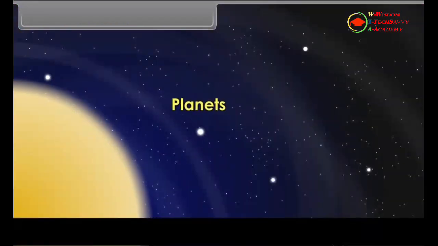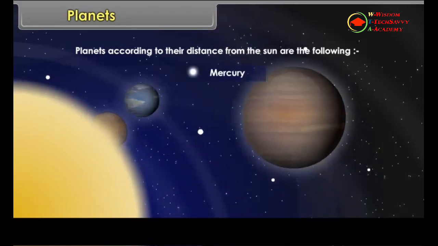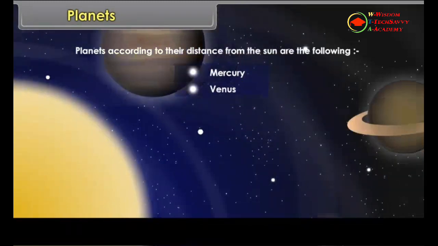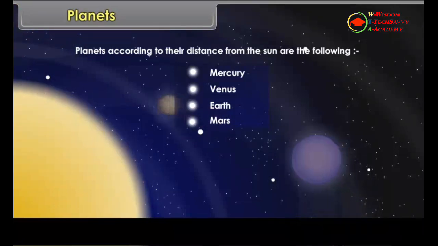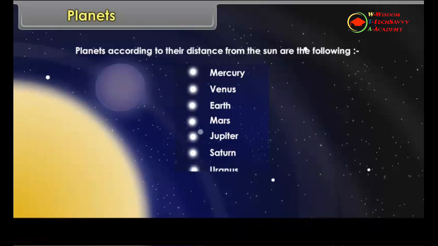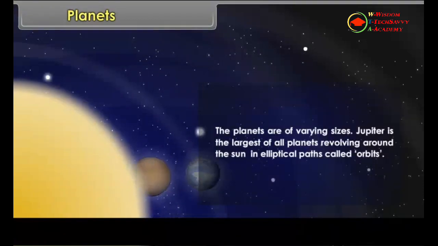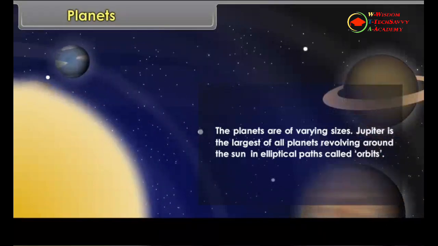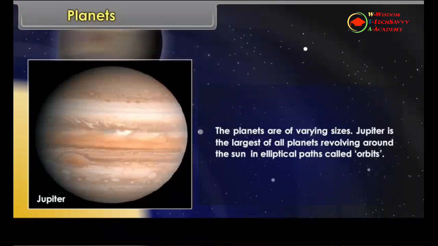Planets. Planets, according to their distance from the sun, are the following: Mercury, Venus, Earth, Mars, Jupiter, Saturn, Uranus, Neptune. The planets are of varying sizes. Jupiter is the largest of all planets revolving around the sun in elliptical paths called orbits.